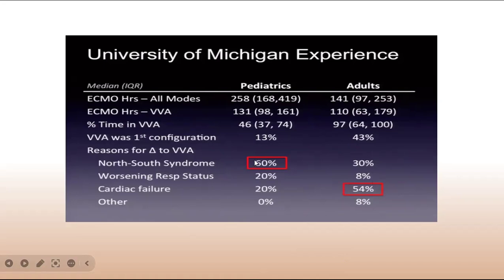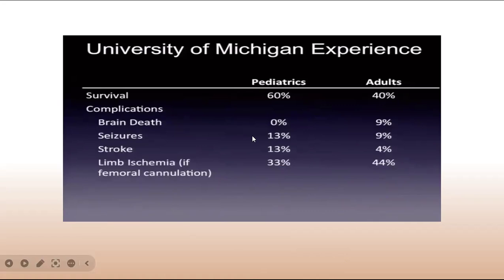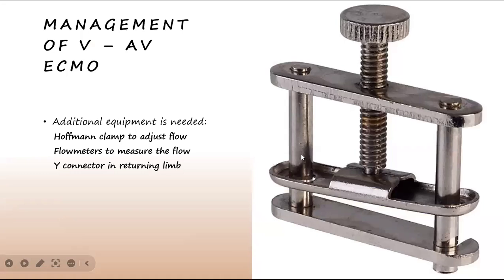That means VA ECMO is being converted into VAV in pediatrics, and VV ECMO is being converted into VAV ECMO in adults here. So that is the take home message from this particular slide. If you see the survival, pediatric survival is pretty good, and adult survival is a little bit around 40 percent here. And the chances of complications given here are nearly equivalent to routine ECMO.